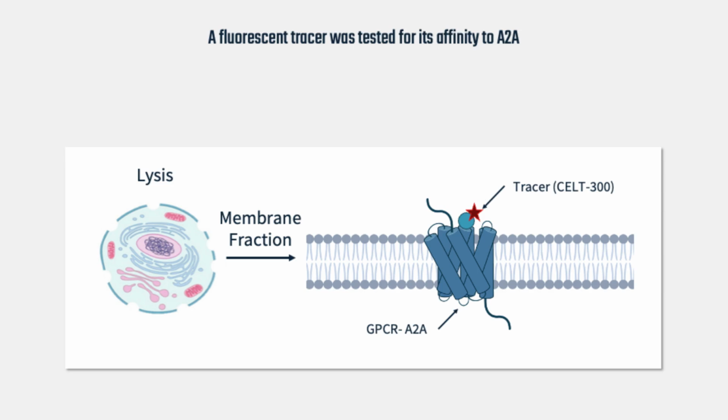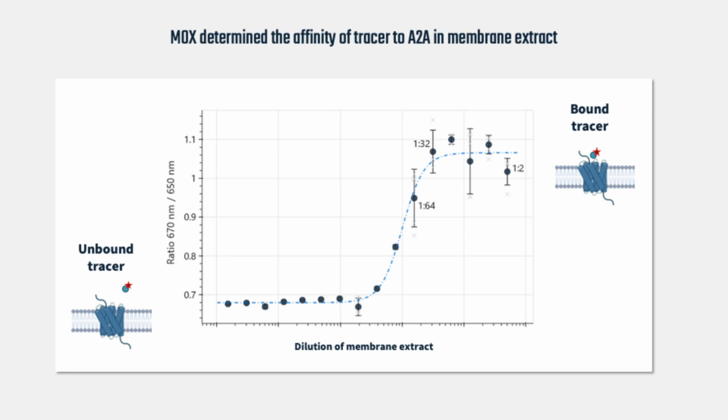So the first thing we had to do was to measure the interaction between the tracer and the GPCR in the membrane extract. This was done by titrating a constant concentration of the tracer with increasing dilution of the membrane extract. We could see that binding of the tracer triggered an increase in the fluorescence ratio, which is the signal that we are measuring with the Monolith X and the spectral shift. And we can see that we reach a nice saturation at a dilution between 64 and 32.